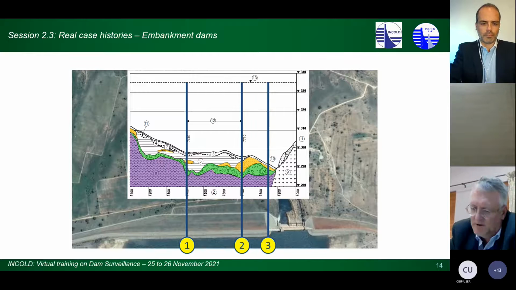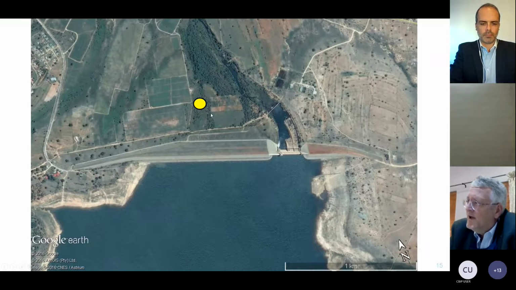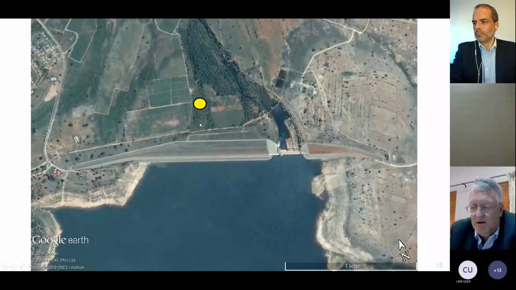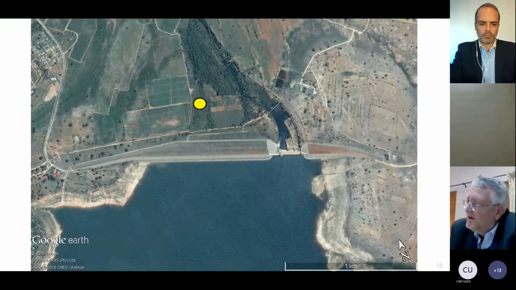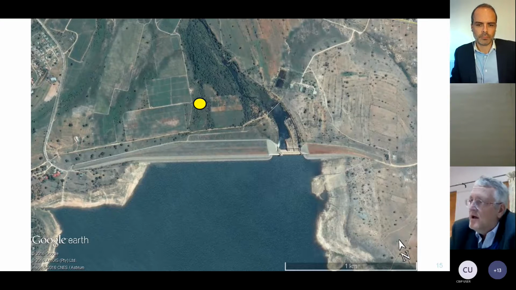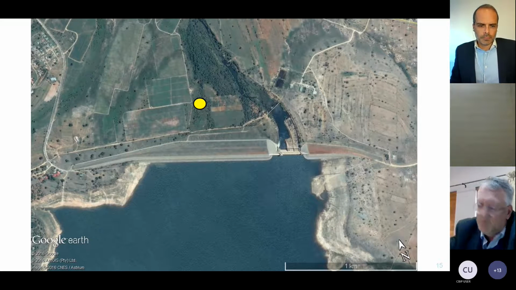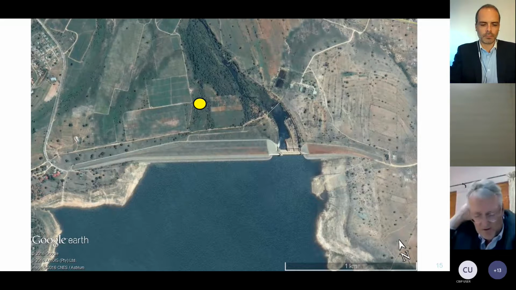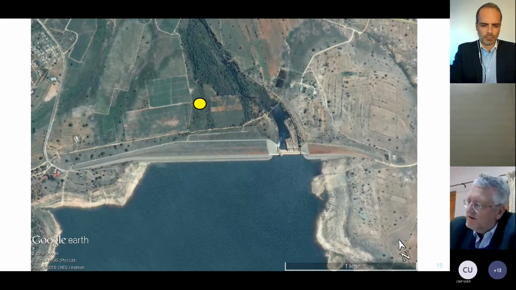So let's first look at section number 1. The interesting thing was this dam started filling in 1999, and during the first filling, a boil downstream, about 200 meters downstream of the dam, was noticed. Okay. I'll show you guys that now as well. The pressure relief wells that they installed during construction were not effective at all.